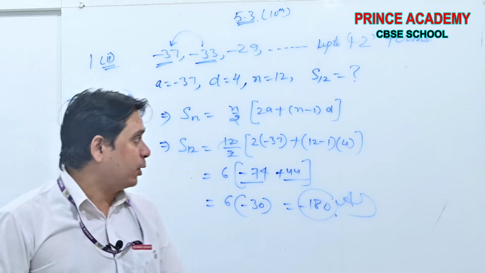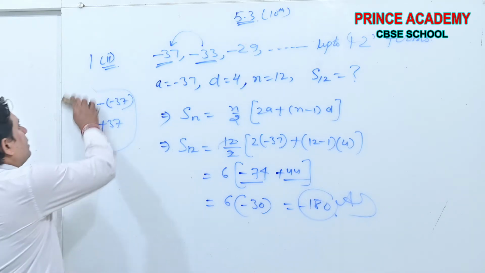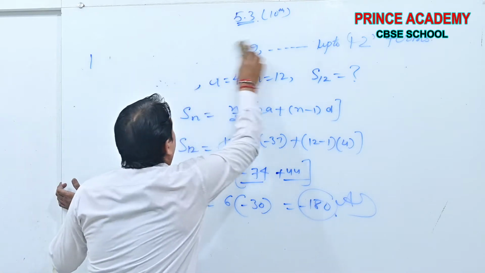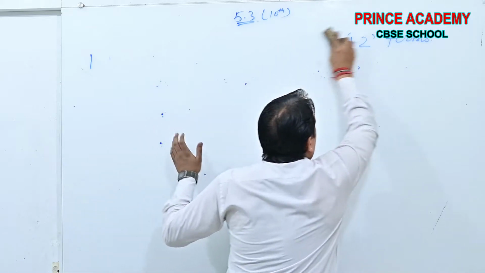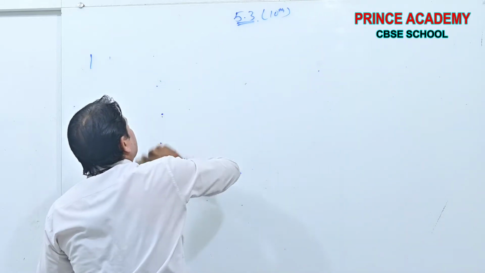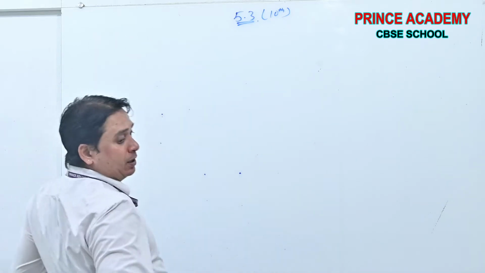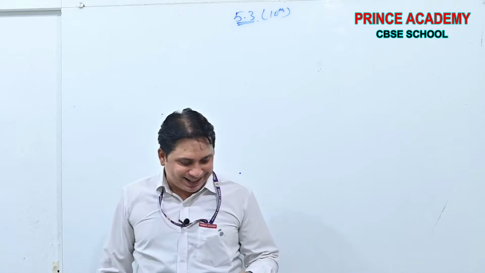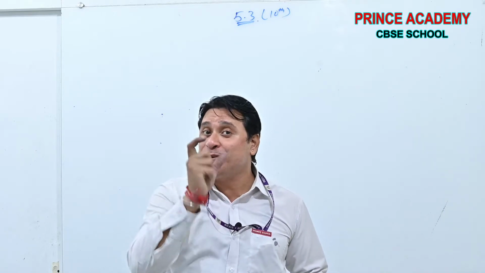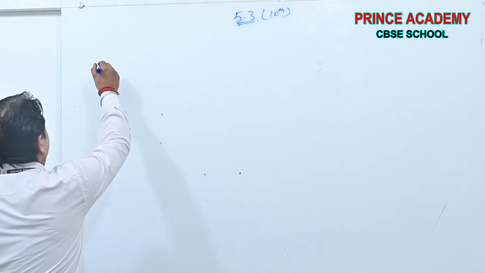Now you can take the screenshot. Question number 1 part 3rd. See beta, all the questions are very simple, directly based on the formula. All that matters is your observation, how you observe the question.